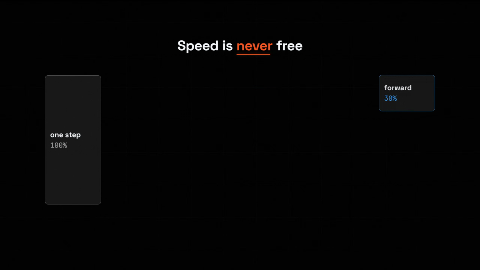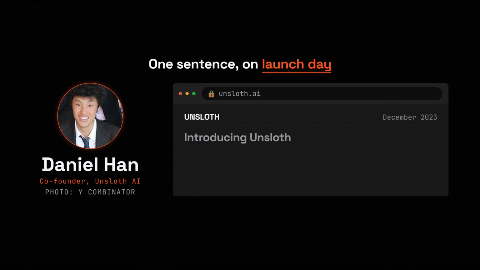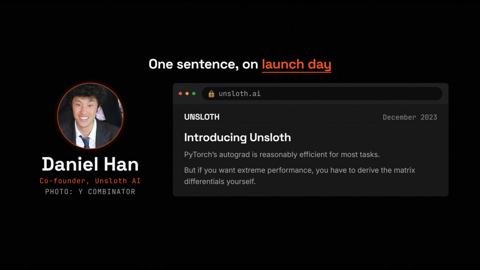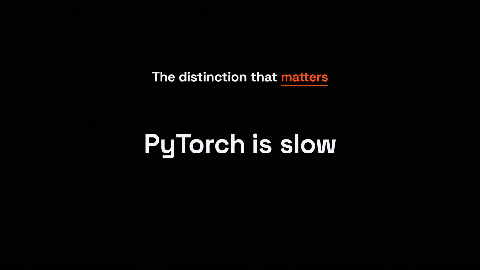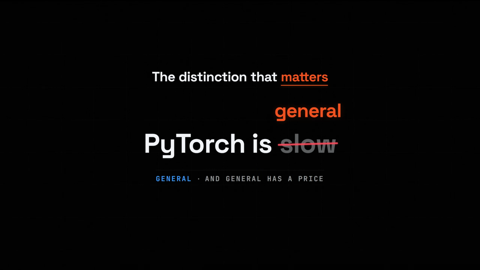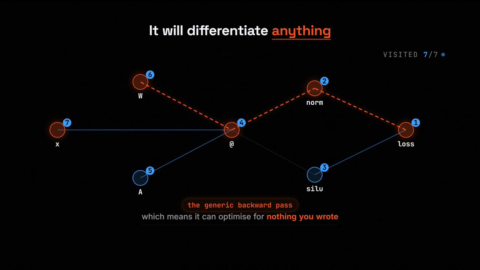Speed is never free. Something in that training loop is being paid for, and you are about to see exactly what. The answer starts with one sentence, written by Daniel Hahn on the day he and Michael Hahn launched the thing. His words, "PyTorch's Autograd is reasonably efficient for most tasks, but if you want extreme performance, you have to derive the matrix differentials yourself." He is not saying PyTorch is slow. He is saying PyTorch is general, and general has a price. Autograd will differentiate anything you write, which means it can optimize for nothing you wrote.